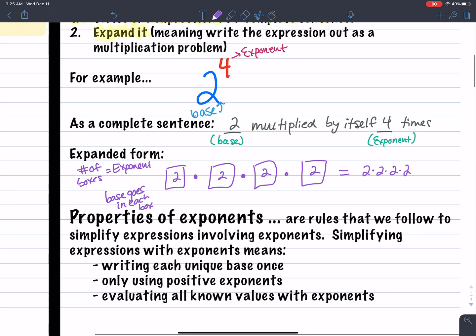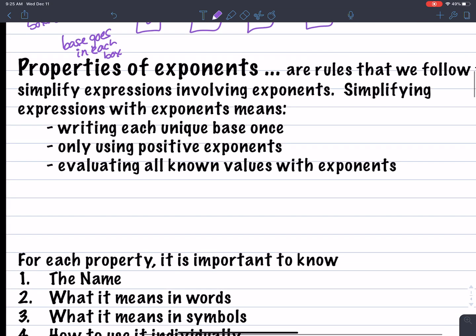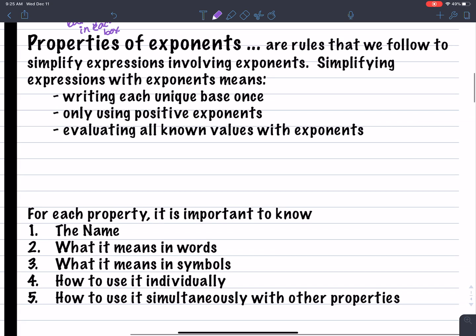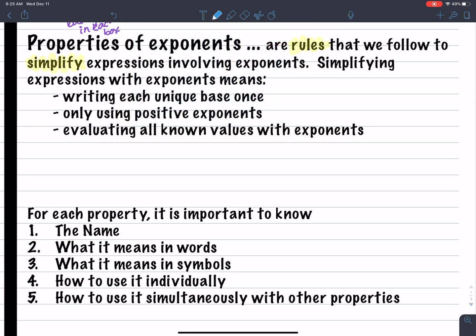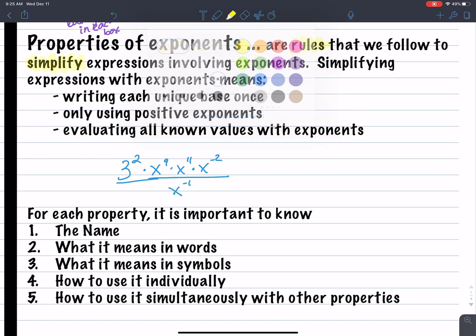But what we're actually getting into today, aside from knowing what exponents are, is what are called properties of exponents. I just want you to think of properties of exponents as rules that we use to simplify expressions that have exponents in them. So for example, if you added this to your notes, if we saw something like 3 squared times x to the 9th times x to the 11th times x to the negative 2, all divided by x to the negative 1, and I'm just making this up, we would want to make that look way simpler. And what our properties of exponents will do is help us to write this in a much more simple way.